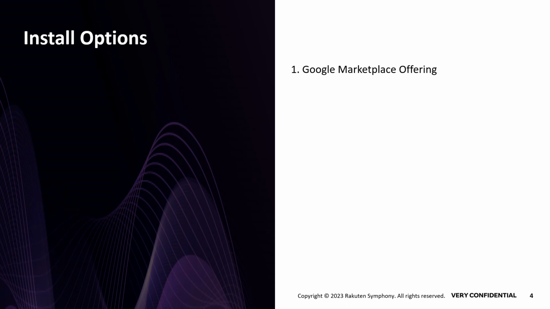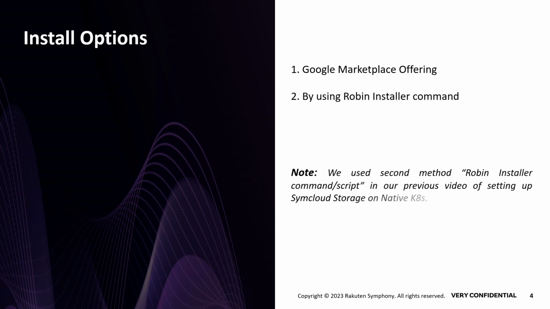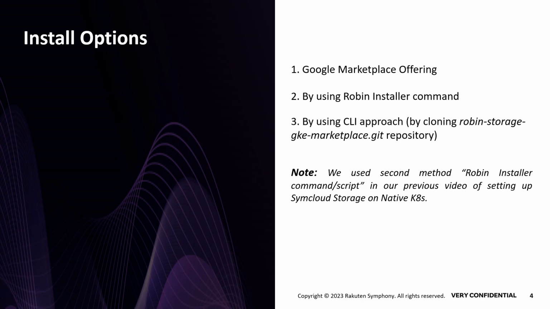The second option is to download Symcloud Storage software and install using the installation script. This is the same method we used in our previous video where we installed Symcloud Storage software on native Kubernetes. You may refer to the link provided in the description box to get insights on how to use the Robin installer command to set up Symcloud Storage. The third and last option is to clone the repository and manually perform the setup using CLI.